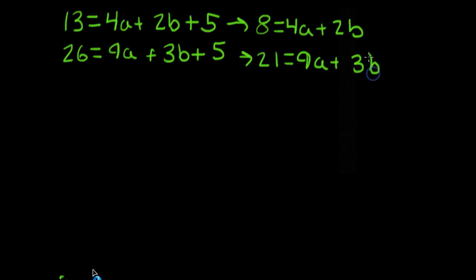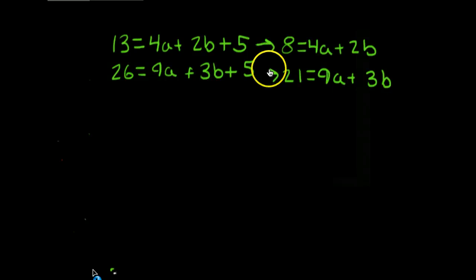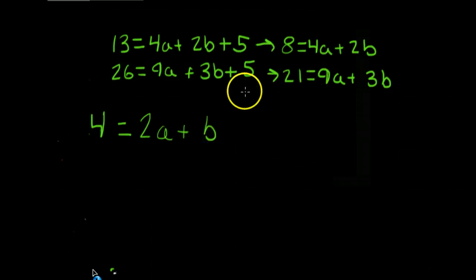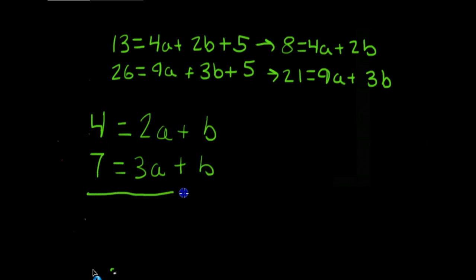Now we have some common factors in both equations that we can divide out to make it even easier. So for the first equation, we can divide out a 2, and 8 divided by 2 equals 4, and that equals 2a plus b. And then for the second equation, we can divide out a 3, and we'll say that 7 equals 3a plus b. Now it's pretty easy to linearly combine these two equations to make the arithmetic easier. We'll subtract the first equation from the second equation.